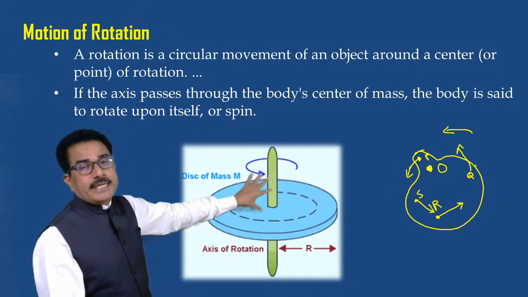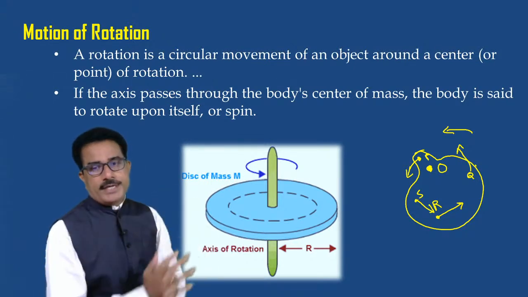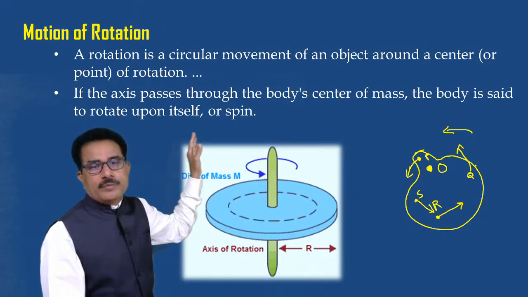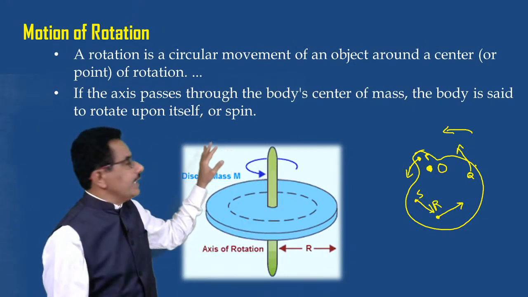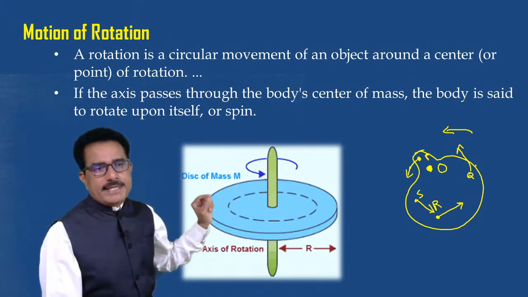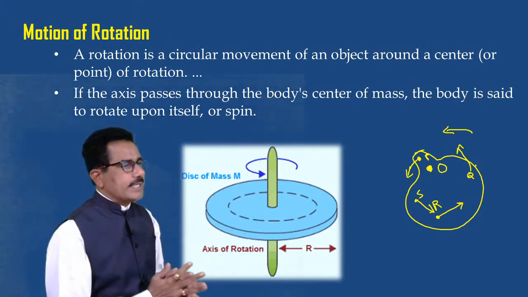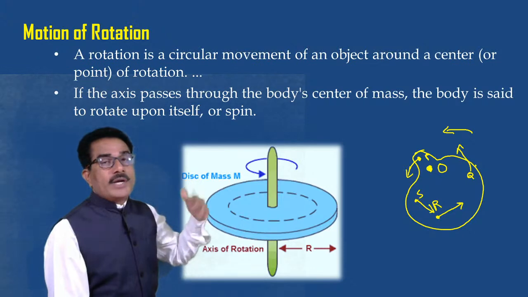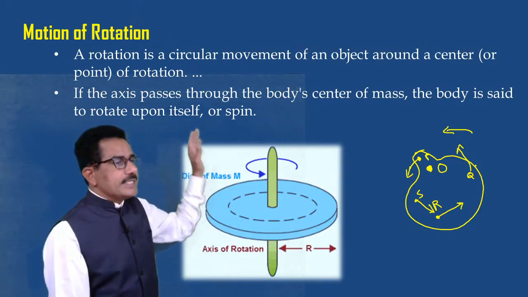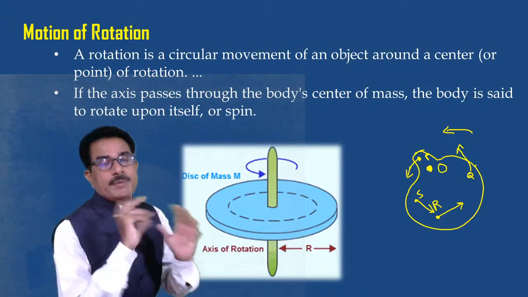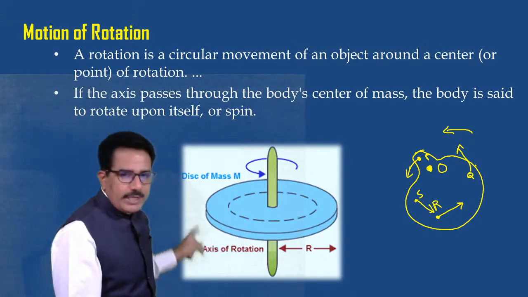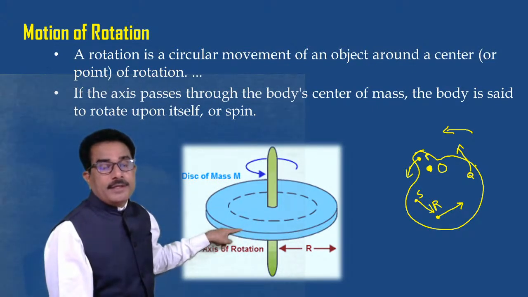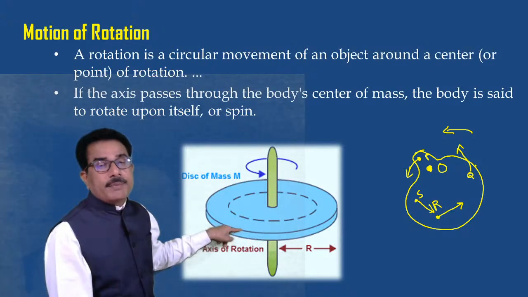Similarly, the second type of motion is motion of rotation. Rotation is characterized as a circular movement of an object around a center. If the axis passes through the body's center of mass, the body is said to rotate upon itself or spin. If this body rotates about this vertical axis, then each particle moves in a different direction.